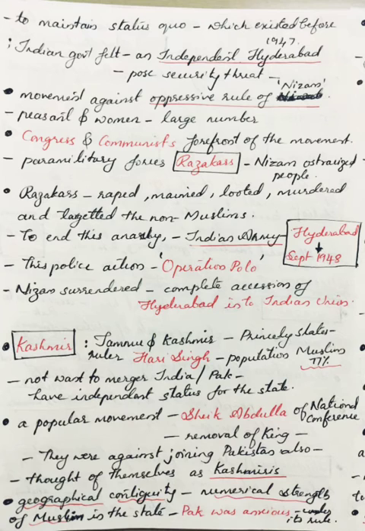Next, Kashmir. Jammu and Kashmir, J&K, was a princely state. Its ruler, Hari Singh, was a Hindu and the population was largely Muslim, that is 77%. They did not want to merge with India or Pakistan. This Hari Singh was a king. He didn't want to join his state with either India or Pakistan, but wanted an independent status for the state. There was a popular movement led by Sheikh Abdullah of the National Conference for the removal of King Hari Singh.